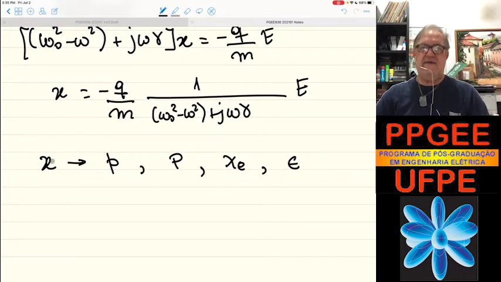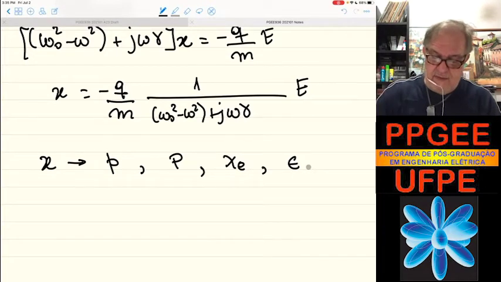We are interacting the field with the charges, bound charges. Before, we interacted the field with free charges, right? Now we have bound charges that have to be restored back to the equilibrium position. We go to the dipole moment, polarization, susceptibility, and permittivity. So let's calculate the dipole moments.